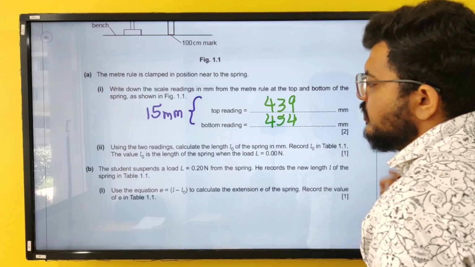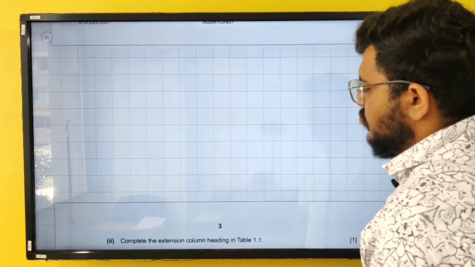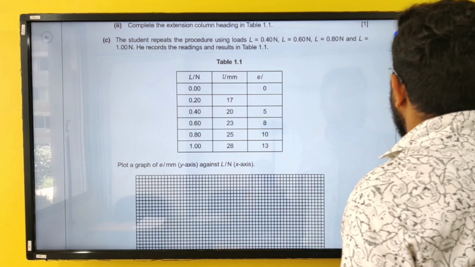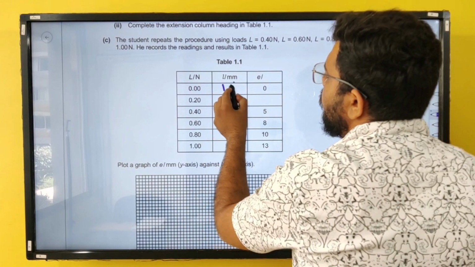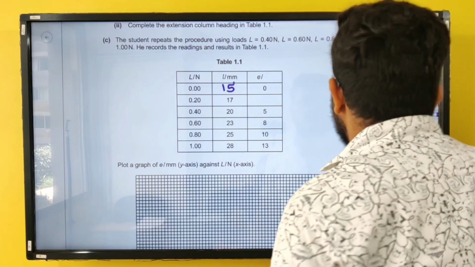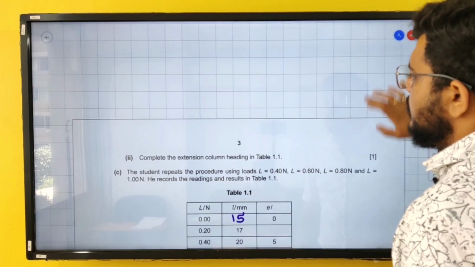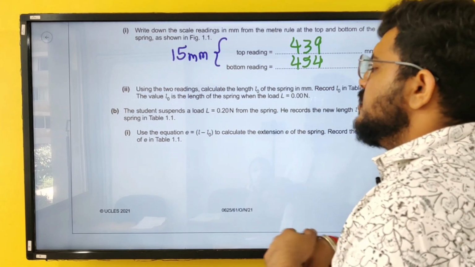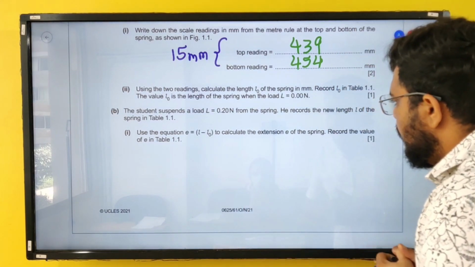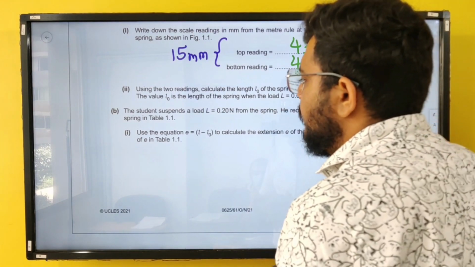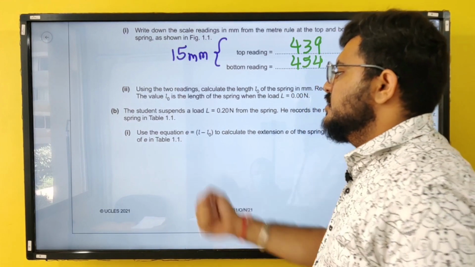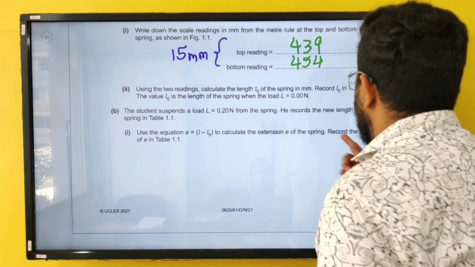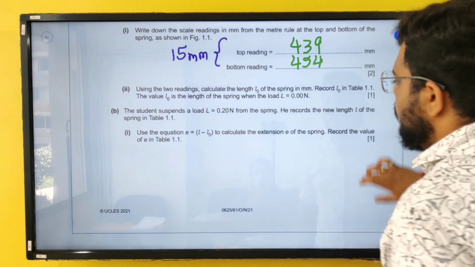Now where is this table? This table is somewhere here. So how much is it? This is 15 mm, correct? Let's see what the next question is. The student suspends a load of 0.2 Newton from the spring and records the new length of the spring. Use the equation E extension is equal to L minus L0 to calculate the extension of the spring. Record the value of E in table 1.1.